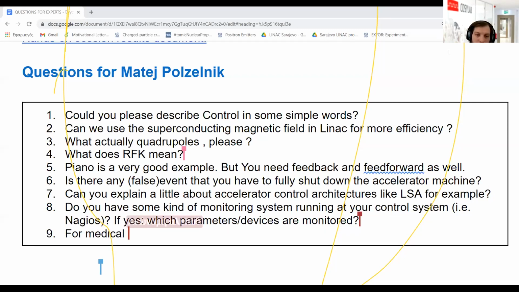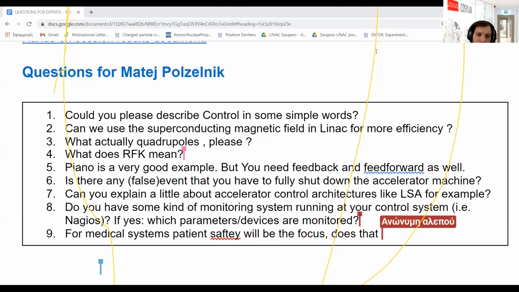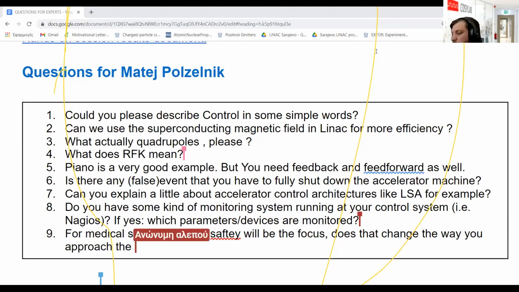Do you have some kind of monitoring system running at your control system, like EA, Nagios? If yes, which parameters are monitored? I don't really know what Nagios is, but usually we have a monitoring system. We mostly use WinCC or EPICS. I'm working with WinCC.